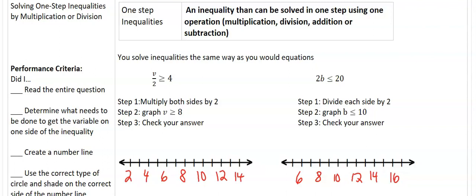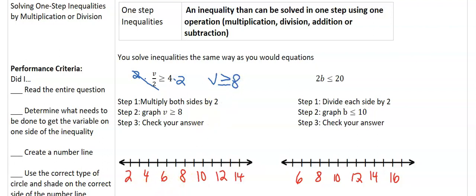So today we are going to be solving one-step inequalities by multiplication or division. So again, a one-step inequality is an inequality that can be solved in one step. For this first example, we have b divided by 2 is greater than or equal to 4. Now we want to get b by itself, so we multiply each side by 2. When we simplify, we should have b is greater than or equal to 8.